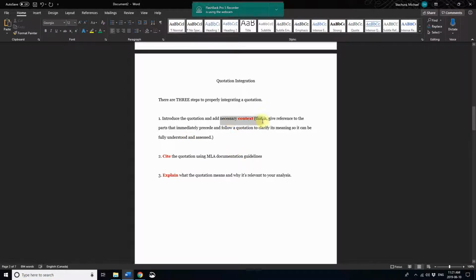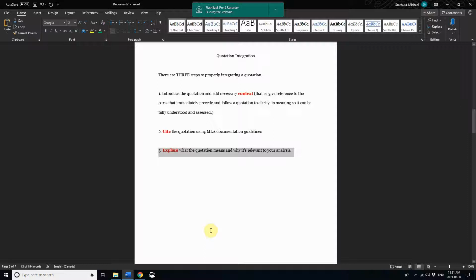Okay, so provide context and introduce the quotation, cite the quotation, and then explain the quotation. It's a three-step process. So don't just throw a quotation in without any kind of introduction or explanation or citation. It's like throwing a baby into a pool and just expecting it to swim. All right? Most babies are going to just go down to the bottom of the pool. They're going to drown. That's a horrible analogy, but it kind of sort of illustrates what I'm trying to say.